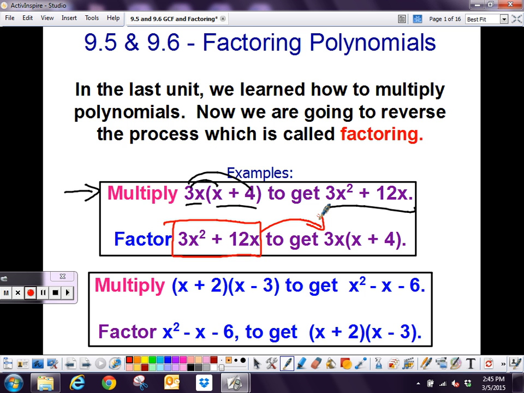Another example down here, if I was given x squared minus x minus 6, I'm going to be factoring that to figure out what was being multiplied to get x squared minus x minus 6, and it was x plus 2 and x minus 3. We'll be going through the process of how to do that.